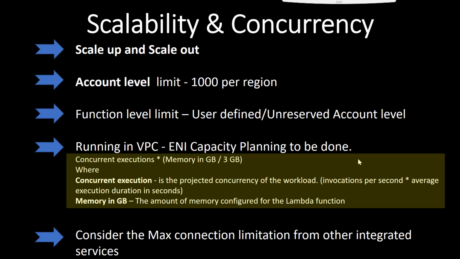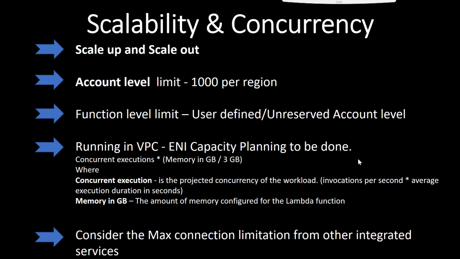So it means how many invocations per second you are expecting for your Lambda function, and how much average time your Lambda function takes to execute. The memory in GB is nothing but how much memory your Lambda function would require to execute your logic. Based on this formula, you can calculate how much ENI capacity you would need, and based on that, how many IP addresses you would need to allocate in your VPC.